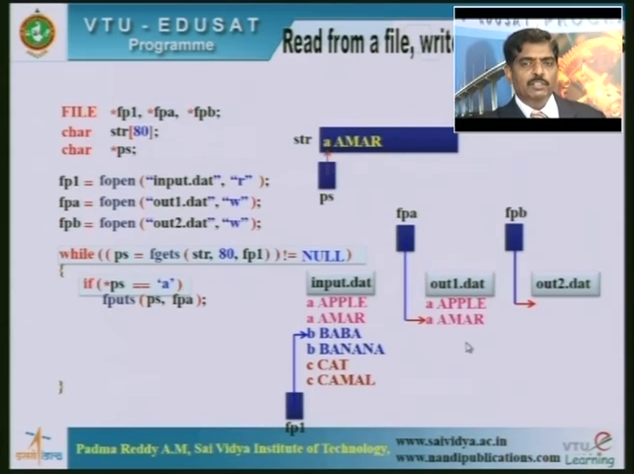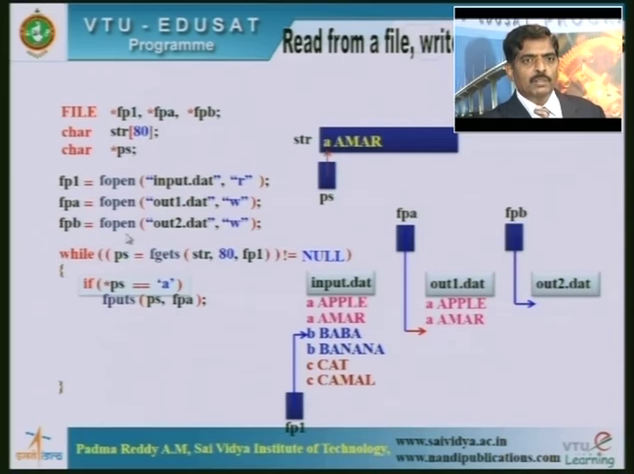fpa is pointing to this. Immediately after reading this, the pointer points to the next one. Now if you observe, all strings starting with A will be written into which file? Output.dat. After writing into this, the pointer points to the next one also.